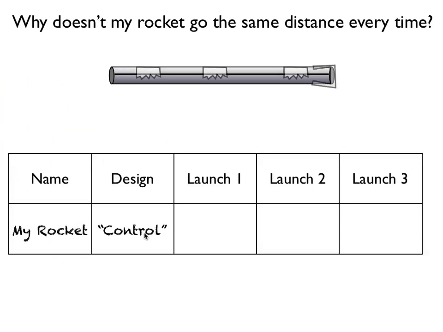It's this control design, and when I launch it the first time, I might get this distance, and then the next time it's this distance, and then the next time it's this distance. What's up here? What's causing these big differences for the same rocket? Now, of course, you can talk about how much you're blowing into the rocket every time, but even if you blew in exactly the same every time, you wouldn't get the same distance. And let's figure out why.